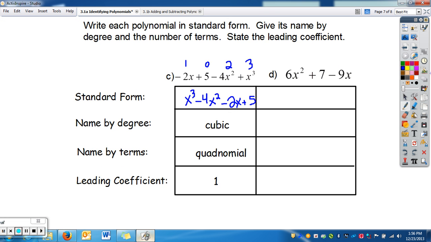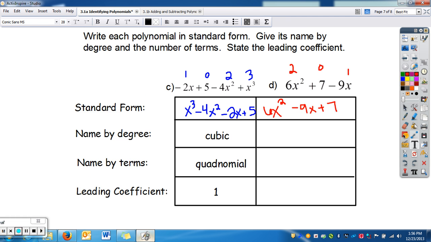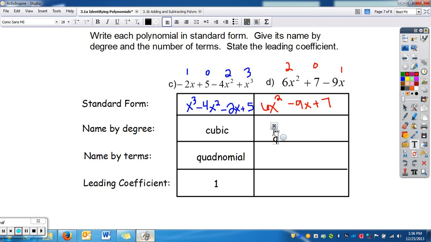Alright, so last example. We have 2 is the degree of this, 0, 1. So 6x squared goes in front, minus 9x plus 7. So degree by the term is a quadratic.